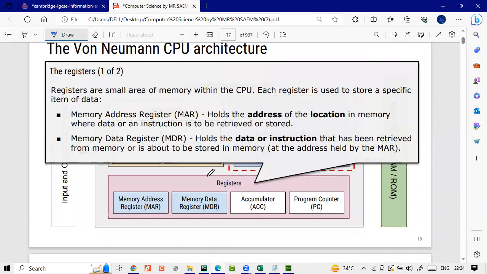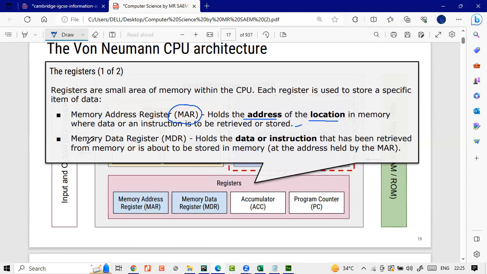Then we have the registers, where we have the MAR, which is the memory address register, one of the very important registers that you have. This memory address register holds the address of the location in the memory where data or an instruction is to be retrieved or stored. As per its name, you will never forget that it holds the address of the location in the memory. Very simple.